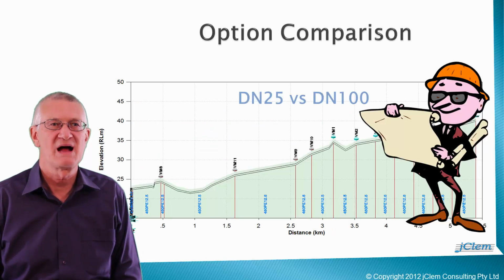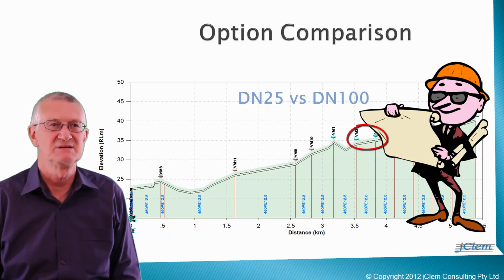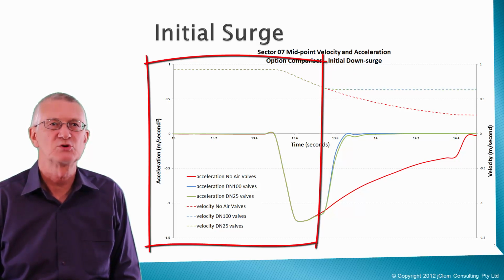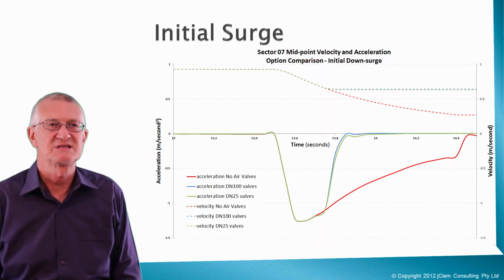To understand why this is happening, let's look at a direct comparison of the 25mm and 100mm Ventamat valves at a single point along the pipeline. We will look at a typical location, being sector 7, which is here. To start, consider the different responses to the initial downsurge from the pump stop. Up to the time of arrival of the initial pressure downsurge, all three cases behave the same. There is the same rapid deceleration of the fluid.